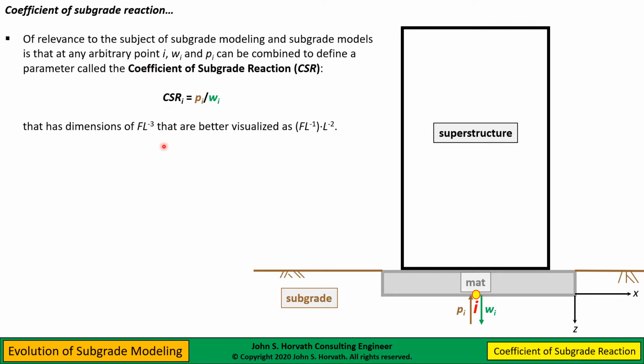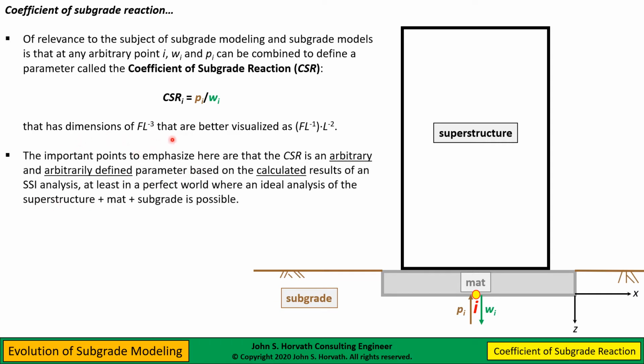I call it a coefficient because it has dimensions of force per length cubed. Modulus in general has units of force per length squared. So this is not a modulus in the traditional definition. But for reasons we'll see, these dimensions are better visualized as force per length squared.